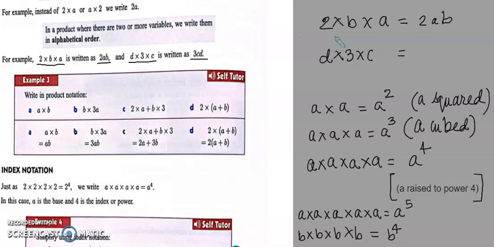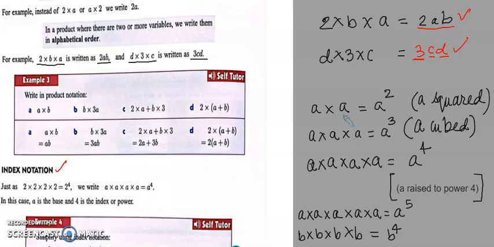In the previous video, I explained that 2 times b times a will be written as 2ab. Similarly, d times 3 times c will be written as 3cd. So the number comes first, followed by letters in alphabetical order. That is important. Now, index notation.